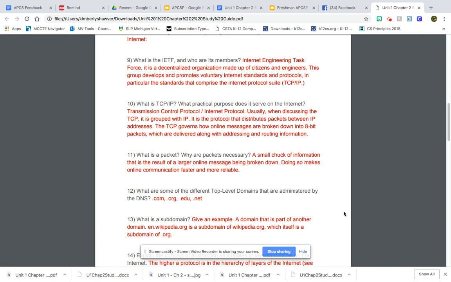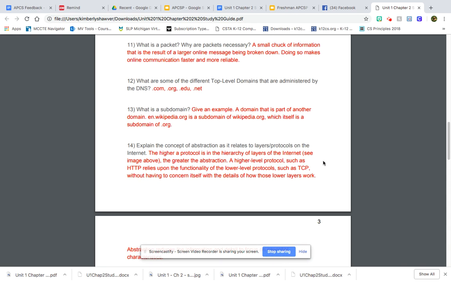TCP/IP, it is the protocol that distributes packets between IP addresses. The TCP governs how online messages are broken down into 8-bit packets, which are delivered along with addressing and routing information. What is a packet?